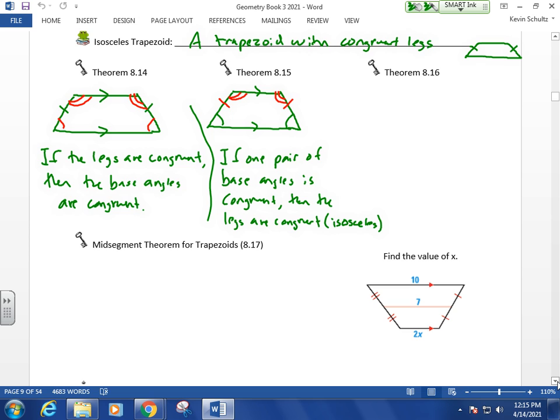The third theorem associated with isosceles trapezoids has to do with the diagonals. Okay, so we've got our isosceles trapezoid here. We've got our congruent legs. The diagonals of an isosceles trapezoid will be congruent as well.